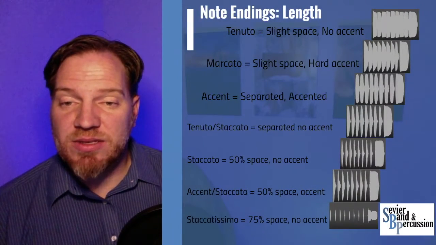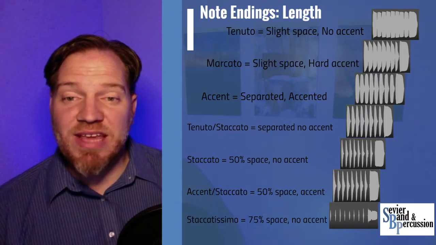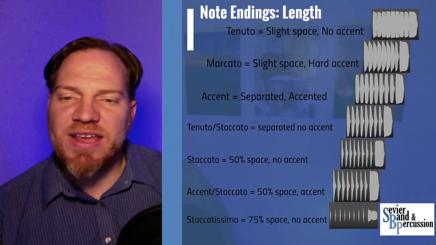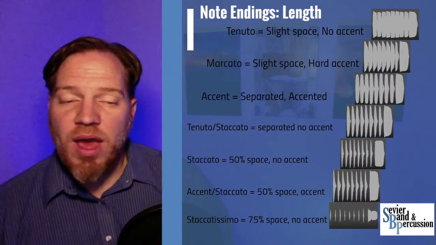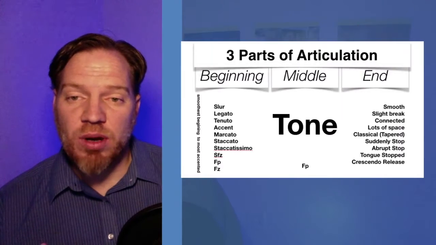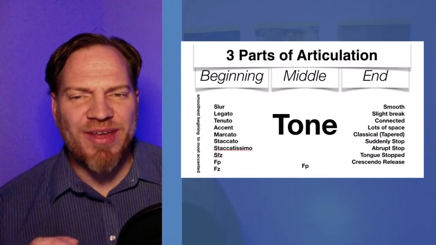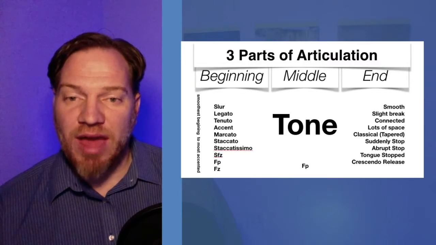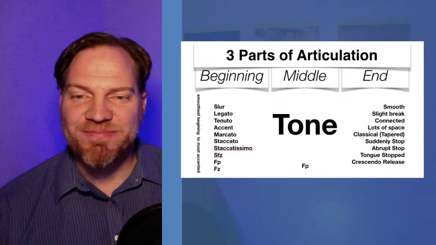Note lengths make it so you can end together. If you know how long to play each note, then it's a lot easier to play together as a group and play with style. The last part shows us all the different variations we can have to articulation depending on how we start the note, end the note, and play the middle.